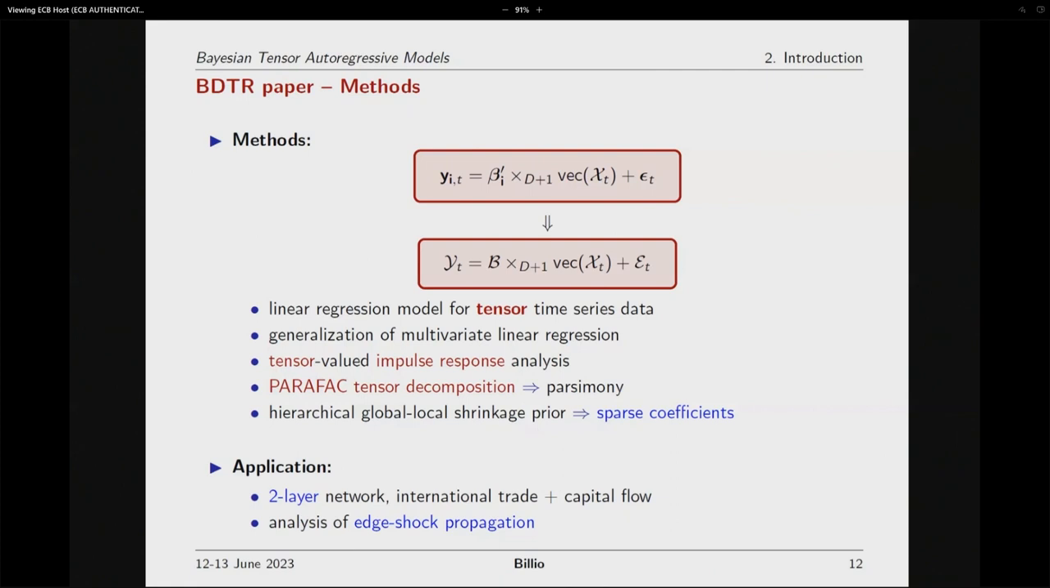And what is really important, and this is the common aspect also with the other paper, is to use the PARAFAC tensor decomposition. Clearly, we will see the detail later. And in such a way to have parsimony, as I said, and to use a hierarchical global-local shrinkage prior in order to have sparse coefficients. And the application that we will see is a two-layer network on international trade and capital flow, and as I said, some analysis of the edge shock propagation.